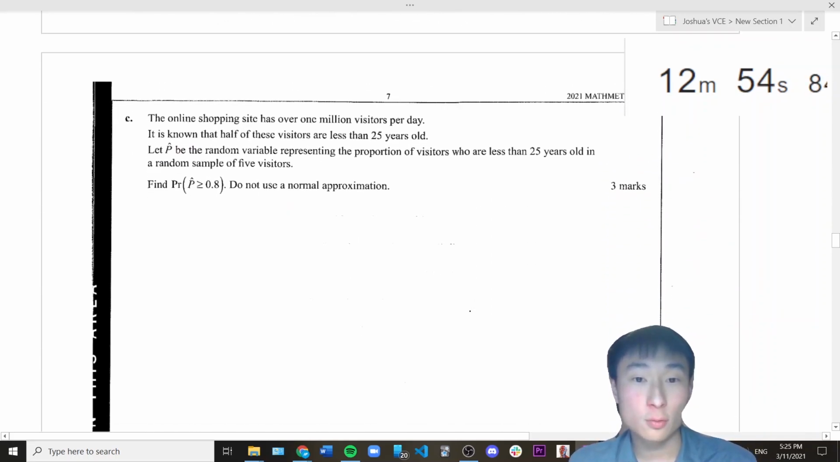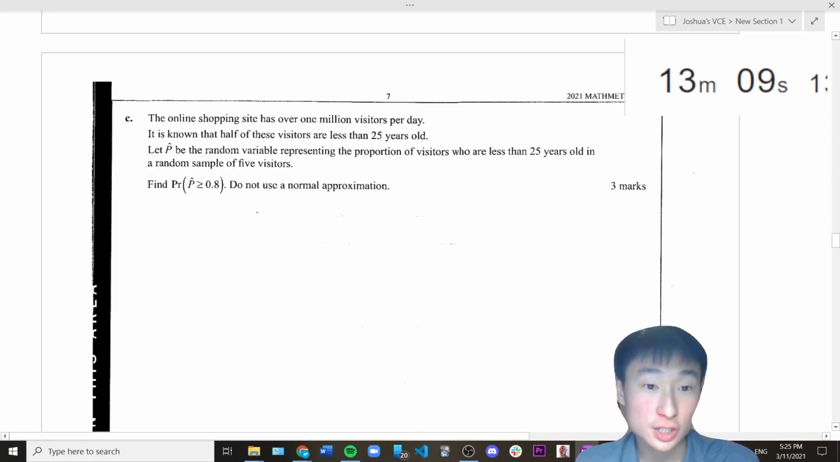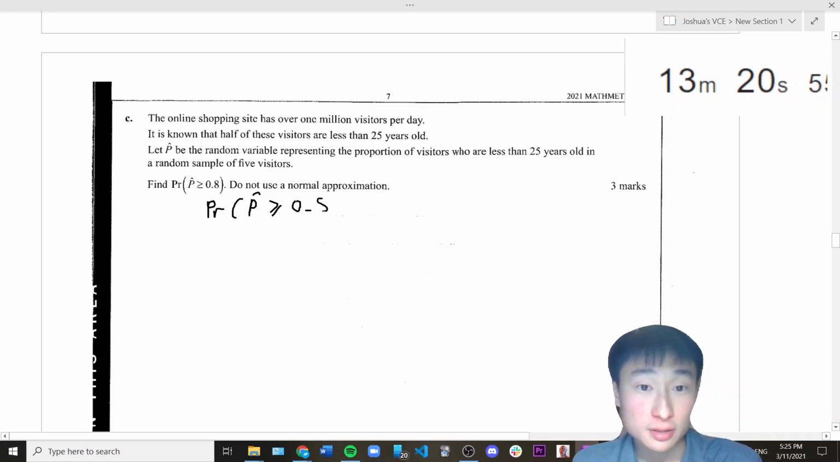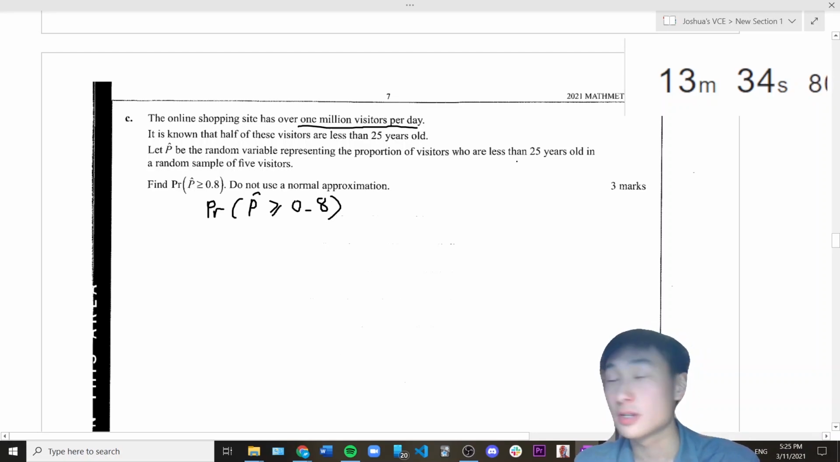Okay, an online shopping site has over 1 million visitors per day. It is known that half of these visitors are less than 25. Let P be the random variable representing the proportion of visitors who are less than 25 years old in a random sample of 5 visitors. Find the probability P is greater than 0.8. So 1 million visitors is just telling you that it's a large number, so you can't use actual fractions, you have to approximate it.